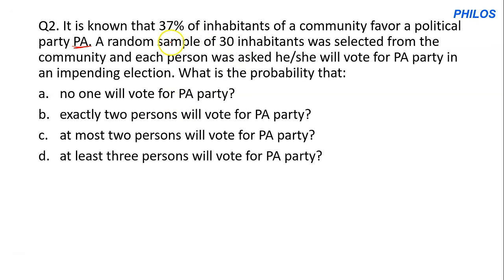Now, for this question, our P is 37%, so you have to convert it to a decimal or fraction. So 37 divided by 100 will give us 0.37. Then our Q is going to be 1 minus P, which is 1 minus 0.37, and that gives us 0.63. So that's our Q.